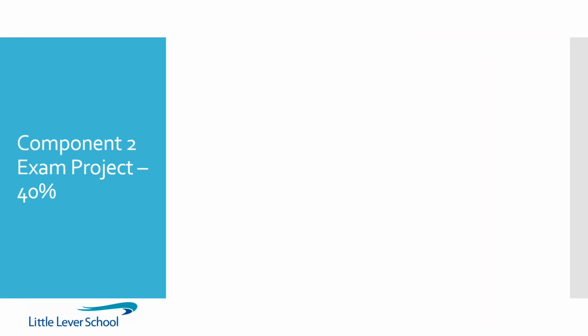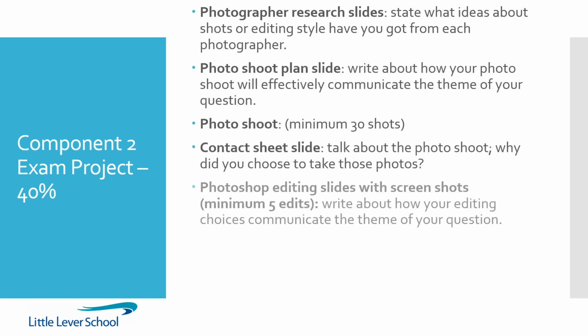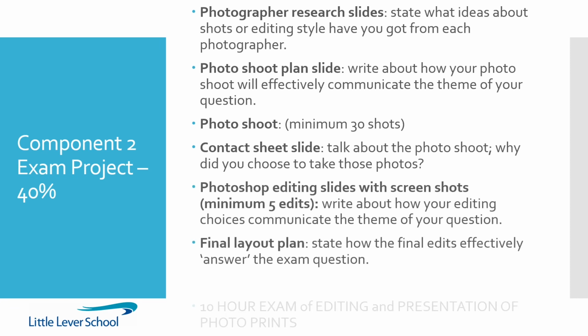Component 2 is a project that's done and set by the exam board. It is 40% of the final mark, and this takes place in the January of Year 11. And again, just as in Component 1 for the two projects on urban and portrait, students are required to produce a PowerPoint showing all these different elements for their exam. At the end of the project, they have 10 hours to produce a presentation of their photo prints, unaided.